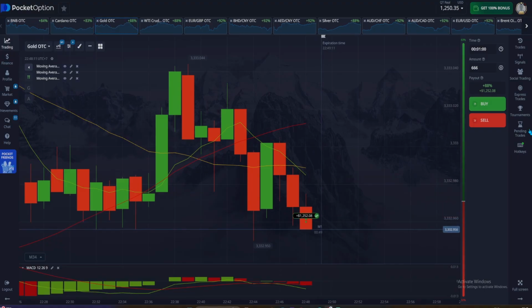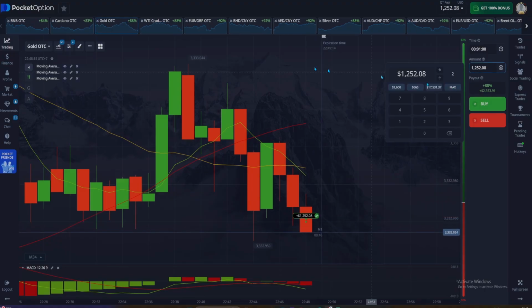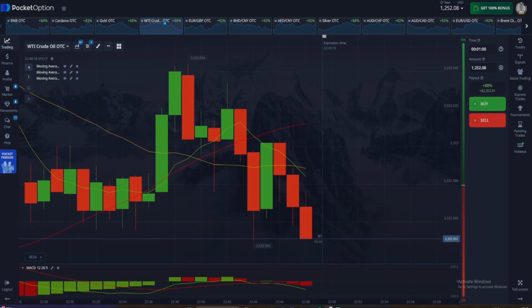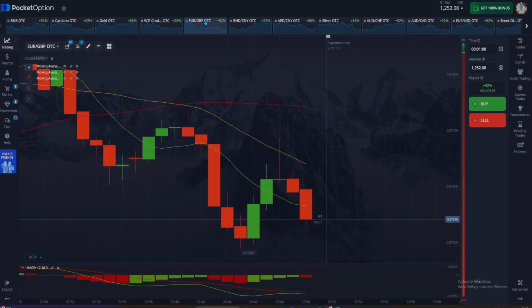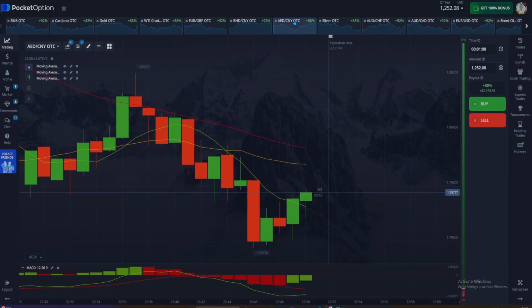Yes, exactly as expected, the price moved downward in profit. Now we can open the market again and look for the next opportunity.